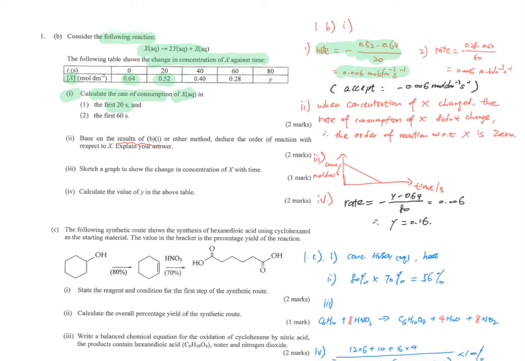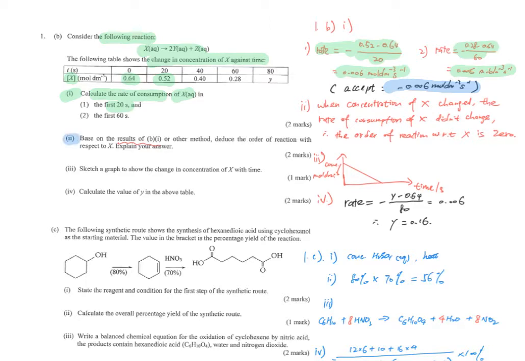And for 60 seconds still use the same method. Okay, then still calculate, the answer is 0.006. Some of you may not realize that the rate of consumption has a negative sign. So some of you may find the answer is negative 0.006 mole per dm³ per second. I think it's still acceptable, okay, if you give me this answer.